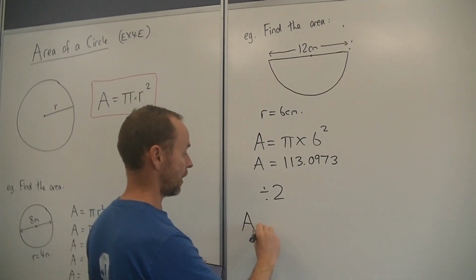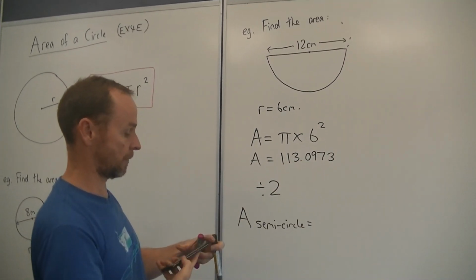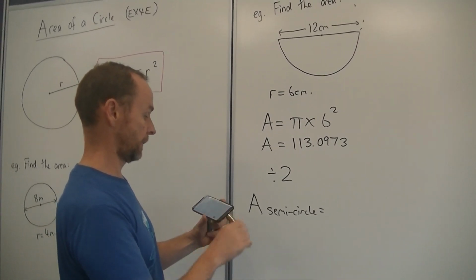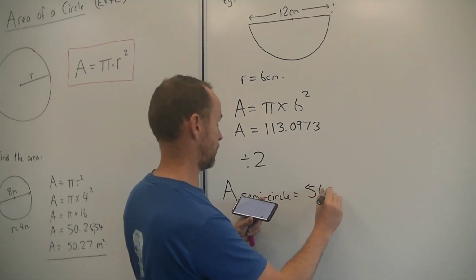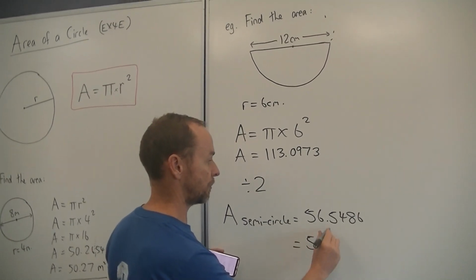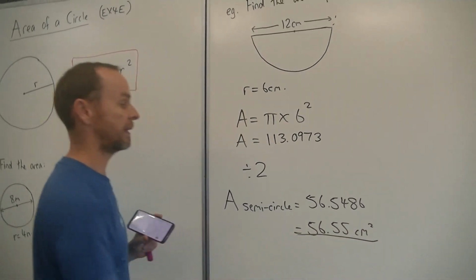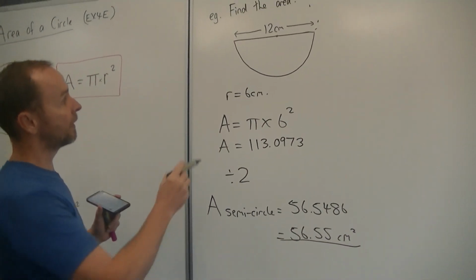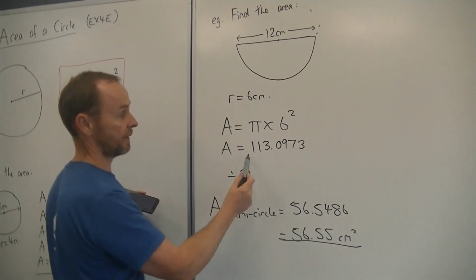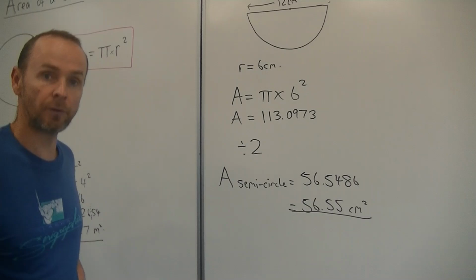So the area of the semicircle is that divided by 2, and my problem with using a phone is that it turns off all the time. Divided by 2 equals, and I get 56.5486, rounded to 2 decimal places, 56.55. And the units are centimetres squared. And there's our answer. So I'll just go over it one more time. Find the radius, find the area of a whole circle, pi times 6 squared. There's the area of a whole circle. Divide it by 2 because we've got half a circle, and there's your answer, round it off.